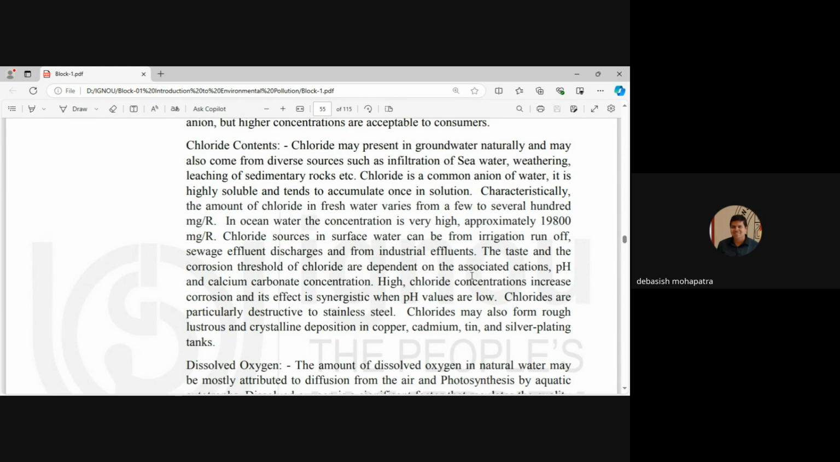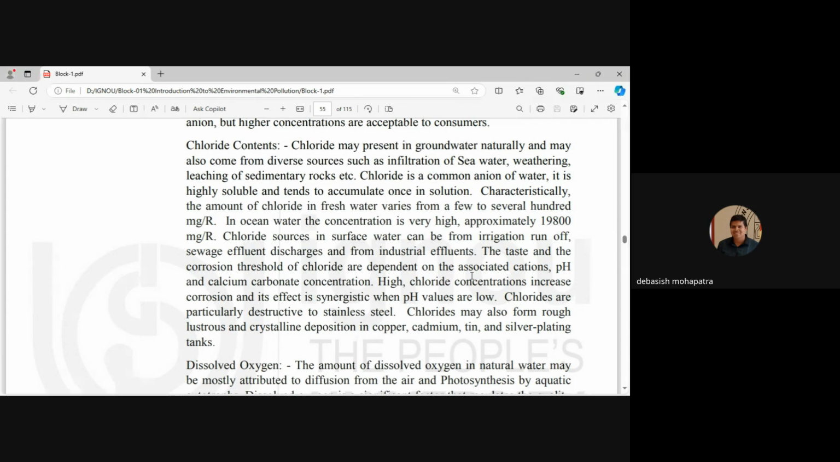Chloride may be present in groundwater naturally and also come from diverse sources such as infiltration of seawater, weathering, and leaching of sedimentary rock. Chloride is a common anion of water and it is highly soluble and tends to accumulate once in solution.